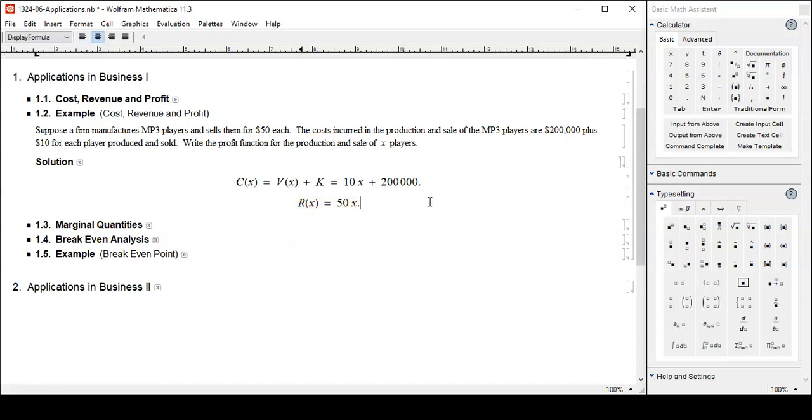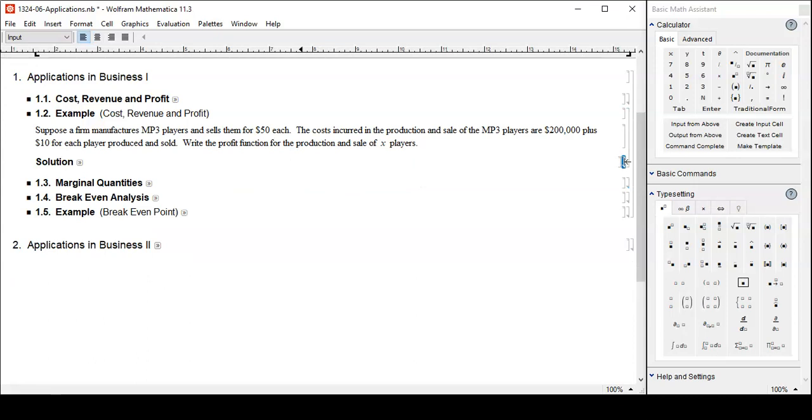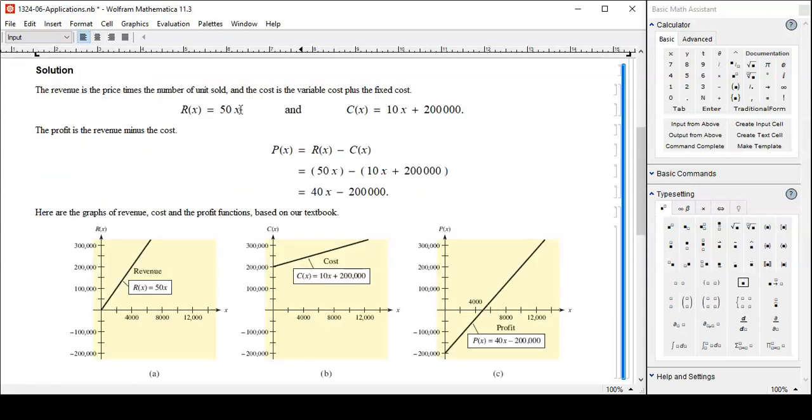Okay, alright. Now what's the profit? Profit is revenue minus cost. So if I subtract one from the other, I'm going to get the answer like this. Revenue, cost, subtract. Yeah, do some algebra, and here's the answer.